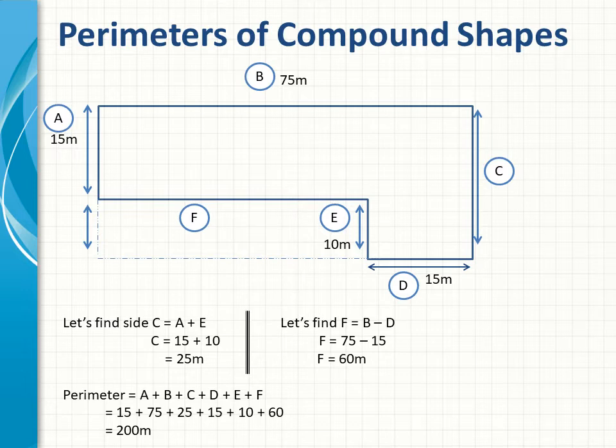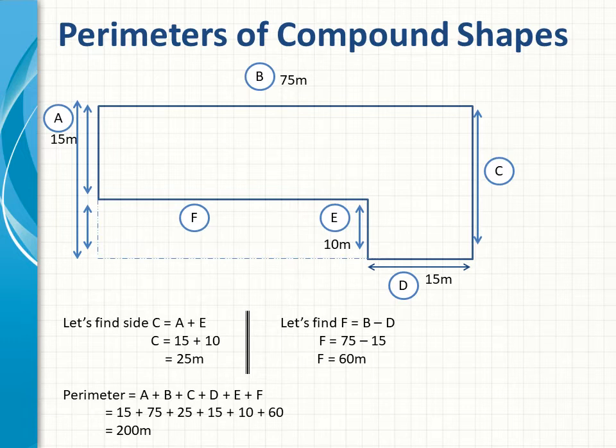If the whole side, side A down to the end, is 25 meter, then side C must also be 25 meters. So now we've been able to find side C by adding line A to line E. Do you see that's quite easy? All right, let's find F rather. We're going to find line F.